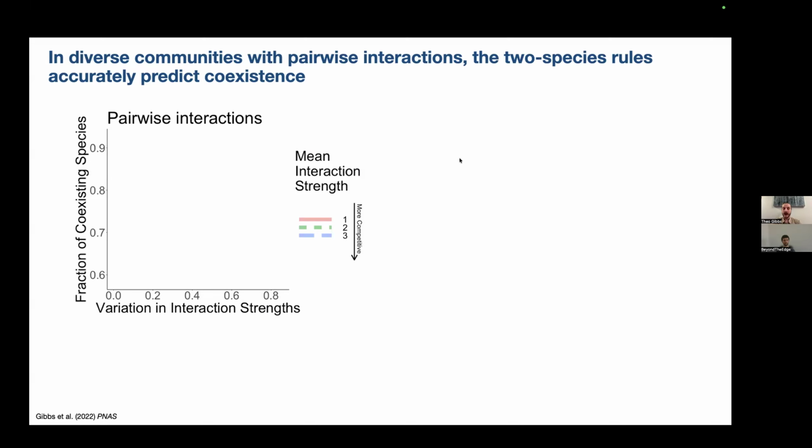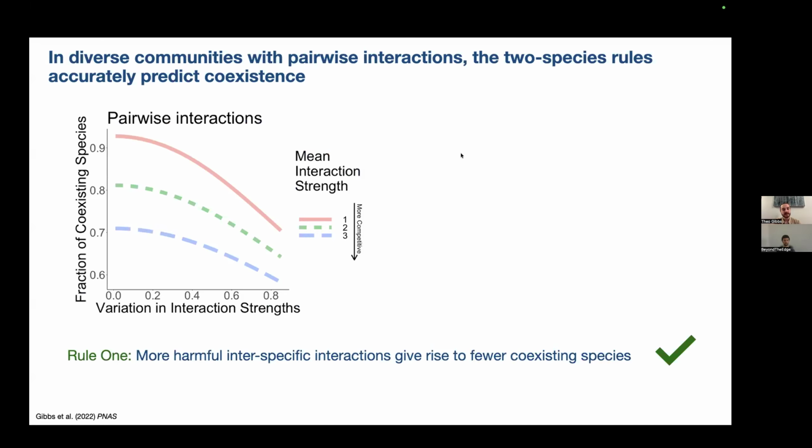Here I'm showing you how the fraction of coexisting species depends on the variation in interaction strengths on the x-axis, and the different mean interaction strengths as the different colors and line types, for communities with pairwise interactions alone, as a baseline. This is what the predictions from the cavity method look like. There are two basic takeaways here. First, more harmful interspecific interactions give rise to fewer coexisting species. Just as you go from red to green to blue, you get fewer coexisting species out. This is fully consistent with the two-species rules I told you about. As interactions become more competitive, you're likely to see fewer coexisting species.